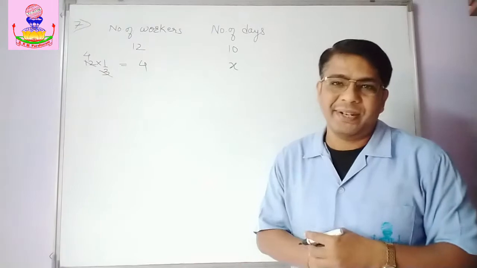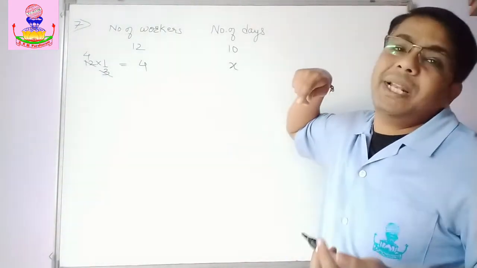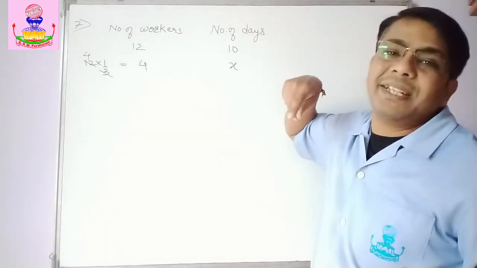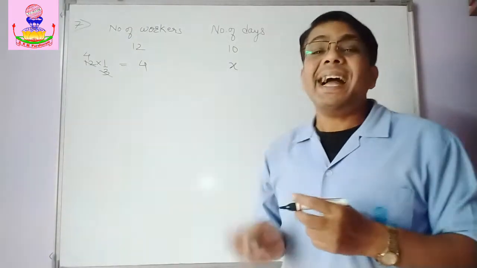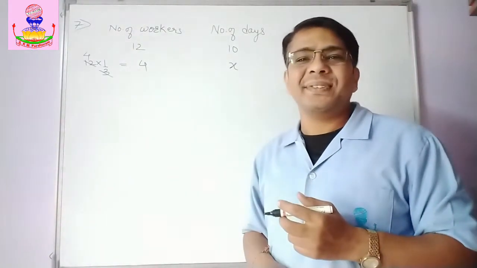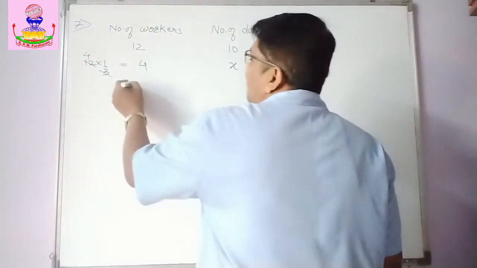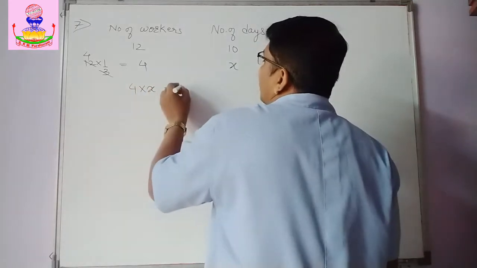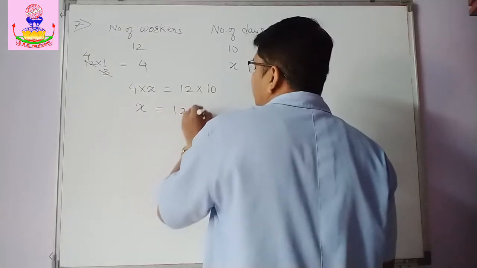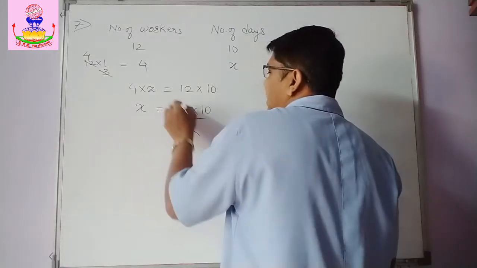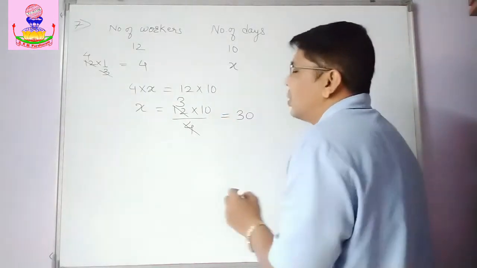So how many more days are required? Before that we need to find out how many days are required. Now the number of workers is reduced, so the number of days required to complete the work will, yes, obviously increase. That means it is an example of inverse variation. And in inverse variation, what is constant? The product is always constant. So 4 into x is equal to 12 into 10. So x is equal to 12 into 10 upon 4. 4 3s are 12, and 3 10s are 30.